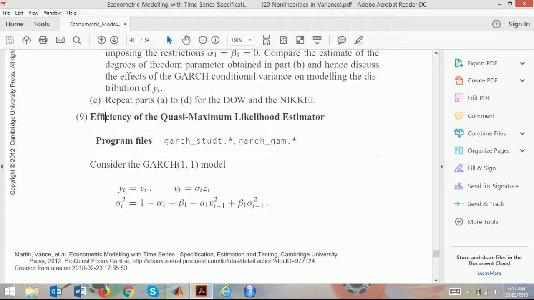Then another quite interesting question is the quasi maximum likelihood estimator, which is another form of putting in leptokurtosis in the parametric estimation when we have non-parametric estimation.